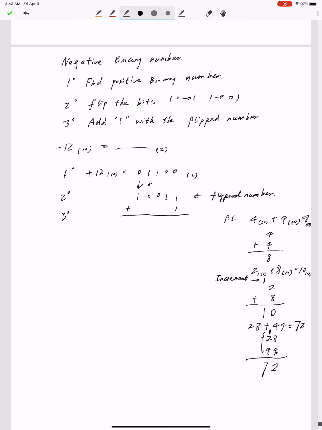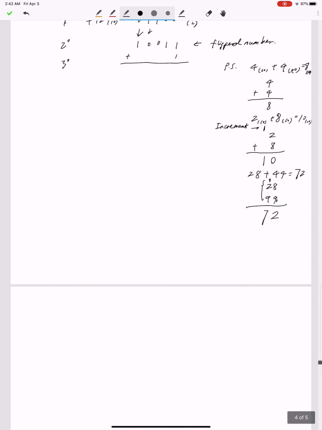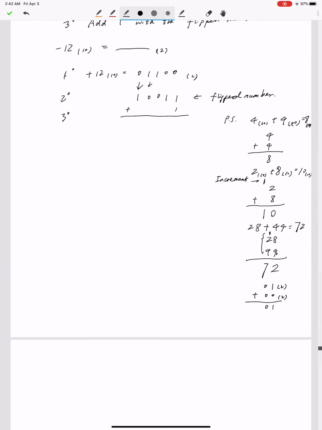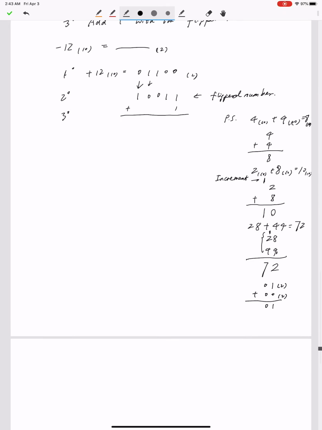For binary summations, you actually follow the same way. For instance, the simplest one is 0, 1 plus 0, 0. When you do the summation, 1 plus 0 is 1. 0 plus 0 is 0, right? And when you have, let me write it to here. Okay, I will erase that.